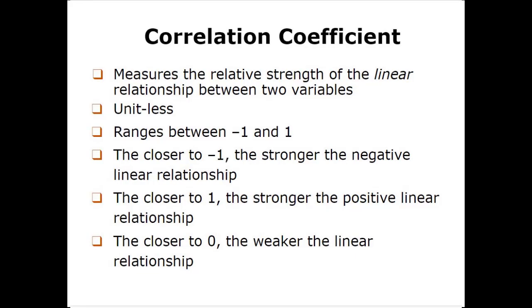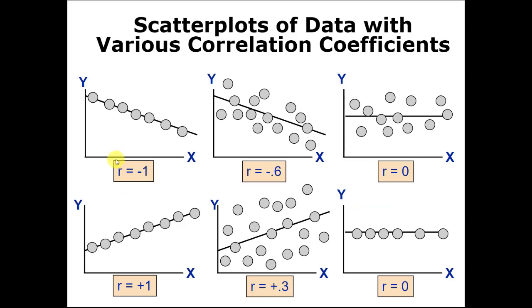The closer the correlation coefficient is to -1, the stronger the negative linear relationship. The closer the correlation coefficient is to +1, the stronger the positive linear relationship. If the correlation coefficient is close to 0, then there will be either a weak relationship or no relationship between the two. The correlation coefficient is described with the lowercase r. Let's look at some examples.